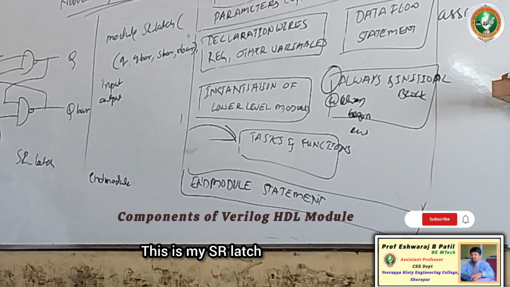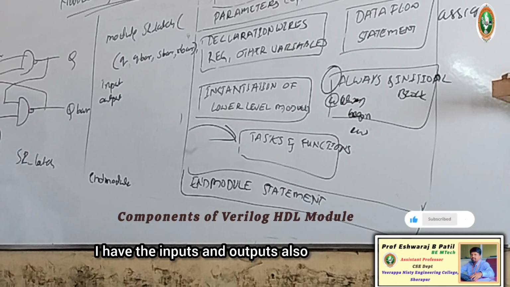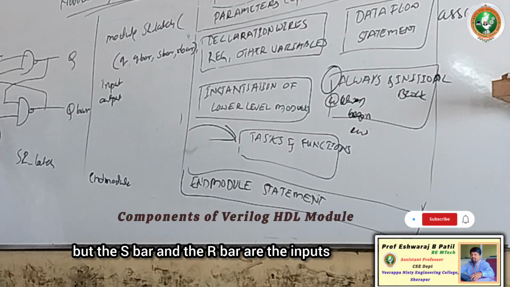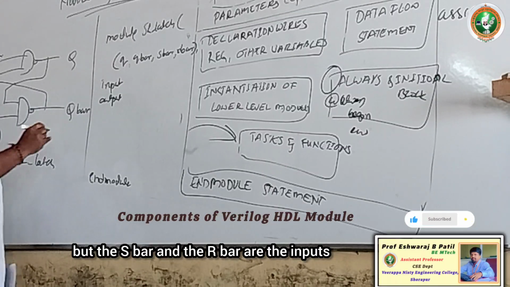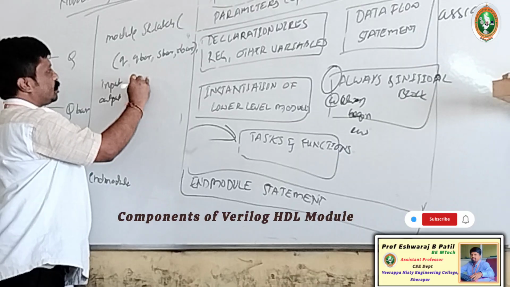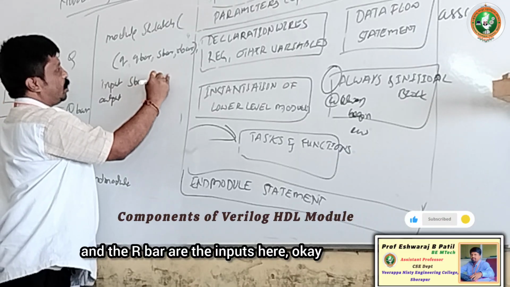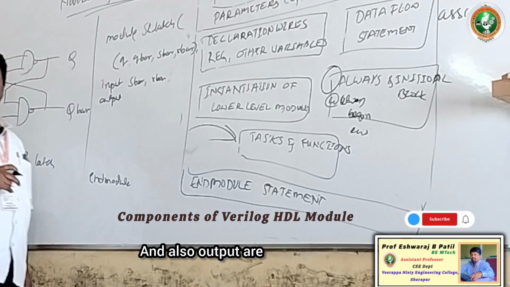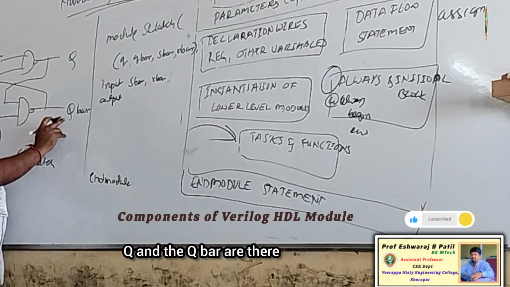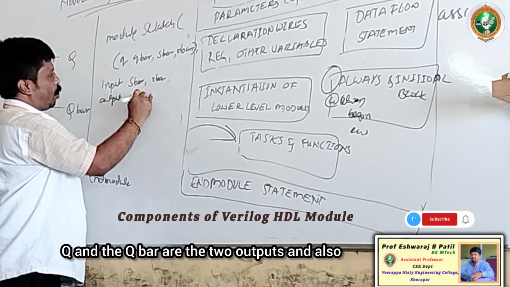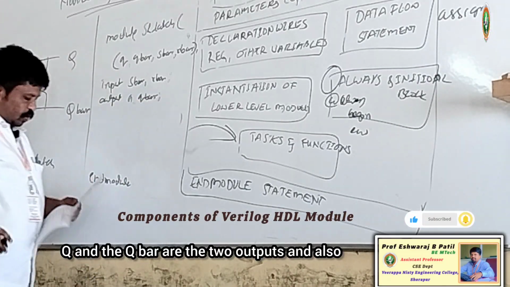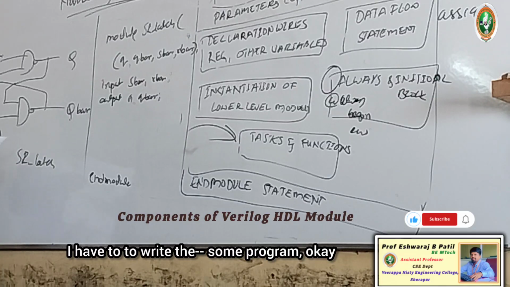This is my SR latch. I have the inputs and outputs also. The inputs are nothing but the S bar and the R bar. I have to define the S bar and the R bar as the inputs here. And the outputs are Q and the Q bar. Q and the Q bar are the two outputs, and also I have to write some program.